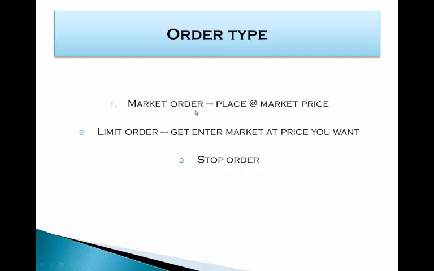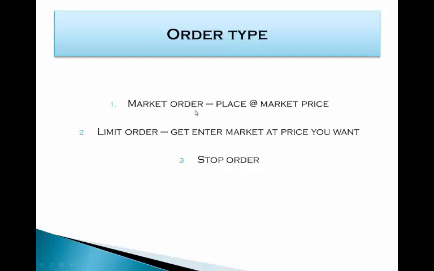Order type. Basically, there are three types of order, right? The first one we talk about is a market order. Now, what is a market order? A market order is basically you place your order at whatever market price, at whatever current price is showing right now on the screen. So we call it market price.